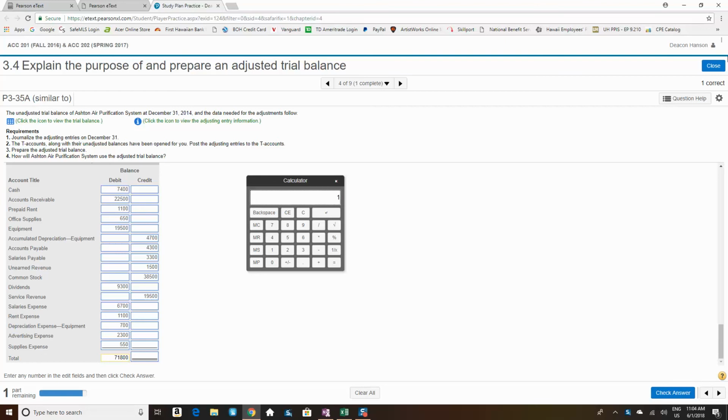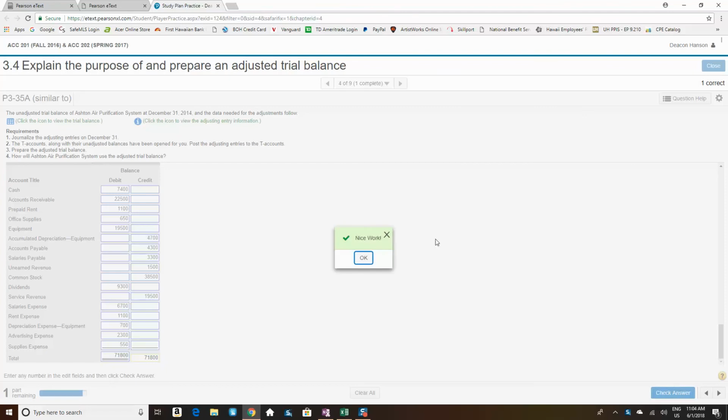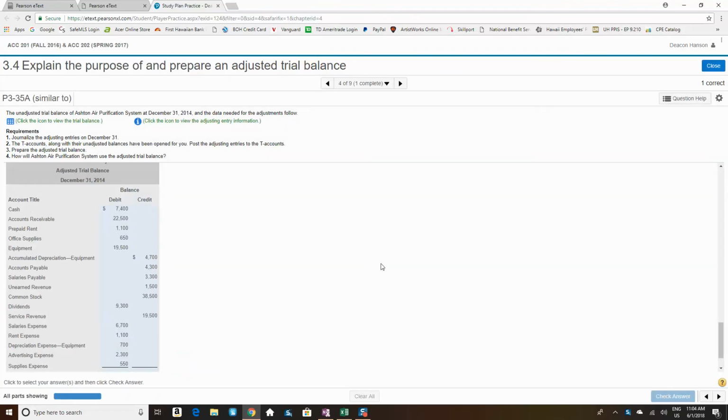And I'm adding up the credit column. It looks like we got the same number, 71,800. Okay, so since I'm in balance, I'm going to hit check answer. And it says nice work. Okay, so we have an adjusted trial balance.